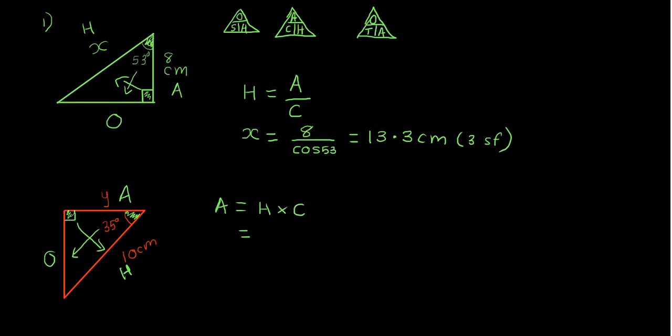I'm going to substitute values again. So A is Y in this case. If there was no letter Y here, I could write it as A. That's not a problem. H is 10 centimeters, so I'll write 10, and C is cos 35. Type that in the calculator, and to 3 significant figures, my answer is 8.19 centimeters. There we go. Okay, so that's example 2 done as well. We got example 3.